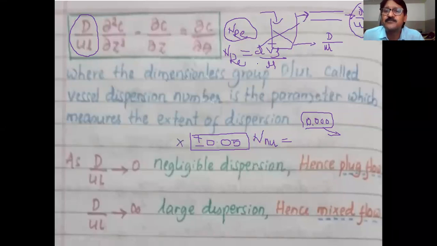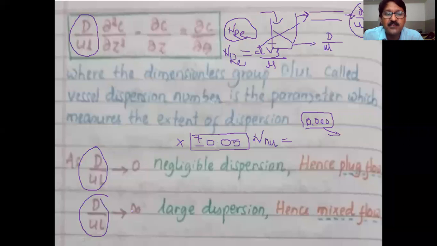So whatever theory we learn, D by UL, we should understand. This will give information about whether mixing is happening or not. If there is no mixing, definitely D by UL is equal to 0. If D by UL is a number, you will get some range. Large dispersion means you will get a value greater than 1. It is a large disturbance. For any value, the range is between plug flow and mixed flow.